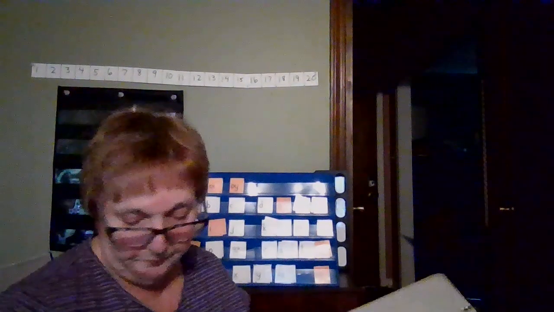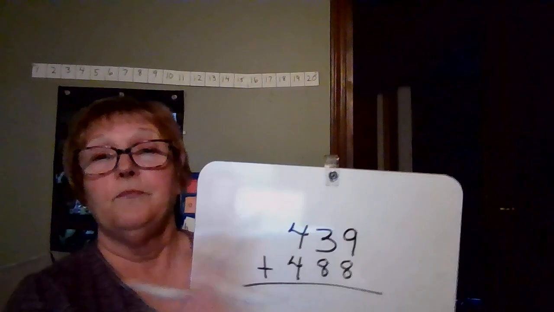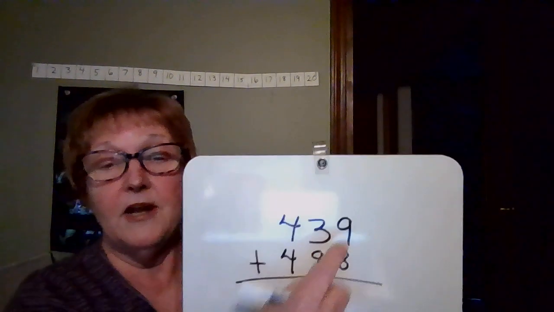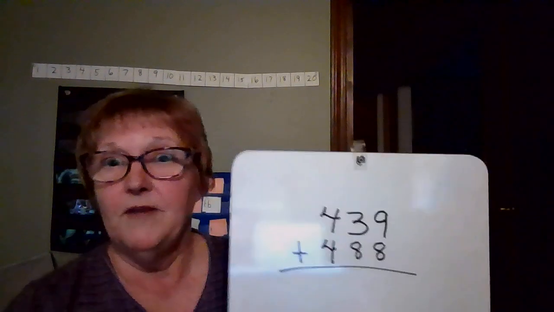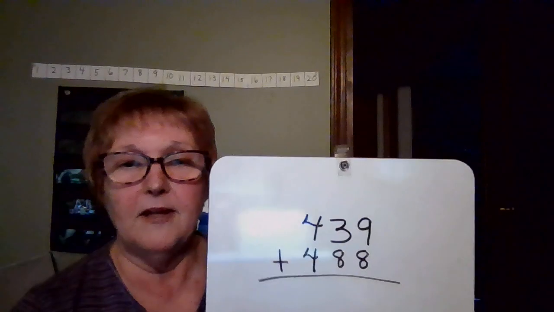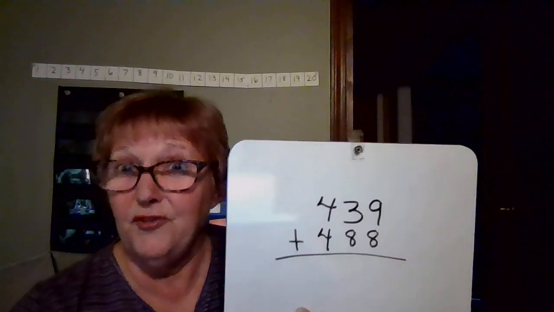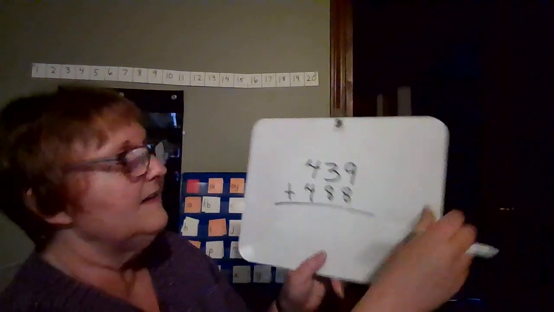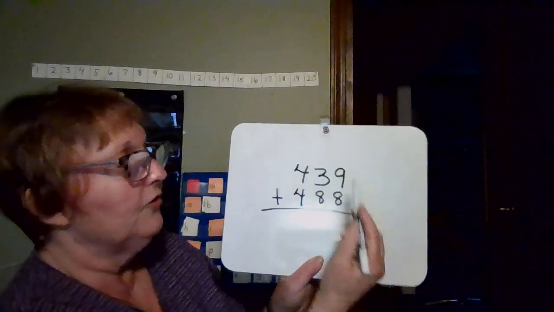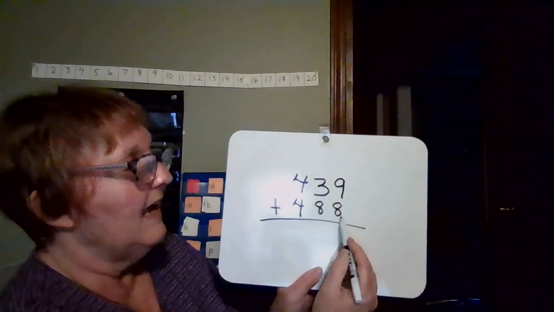Let's try another one. Let's try this one. This is a lot. 439 plus 488. What if that was money? $439 plus $488. You would have so much money. Well, we don't know what it is. They didn't tell us. So we have to add the ones. We're going to start over here at the ones. 9 plus 8.